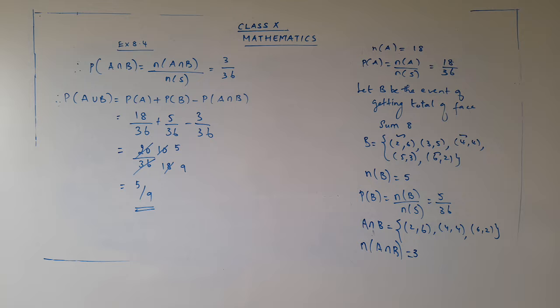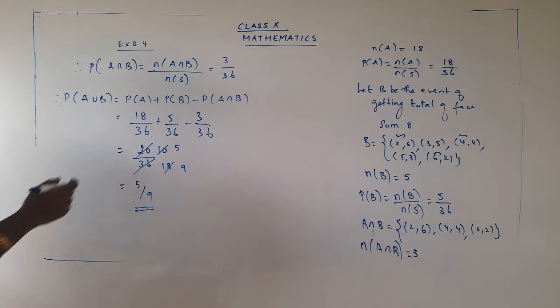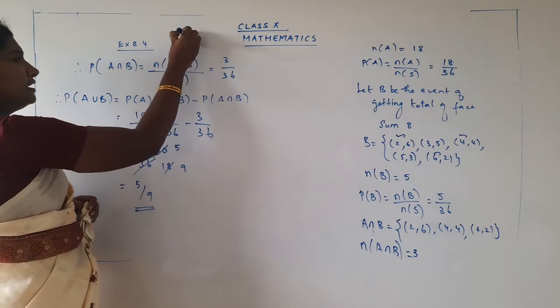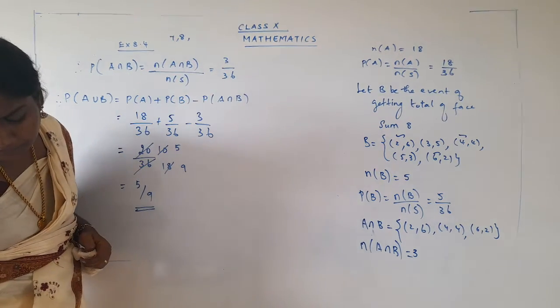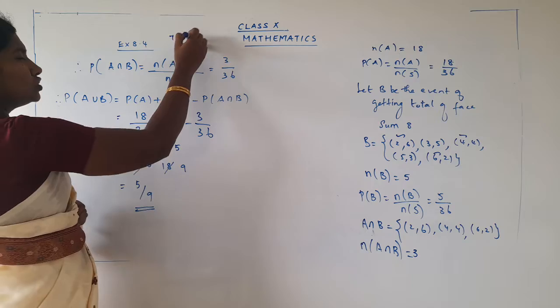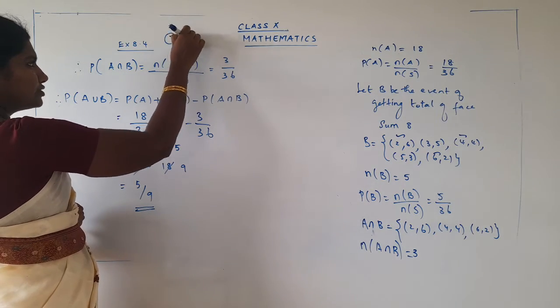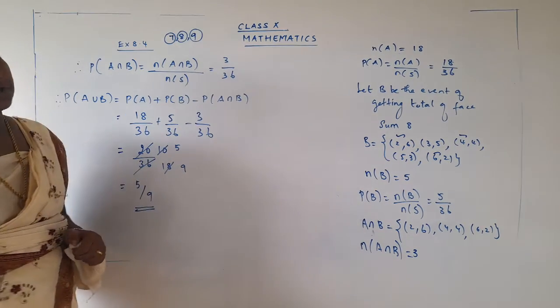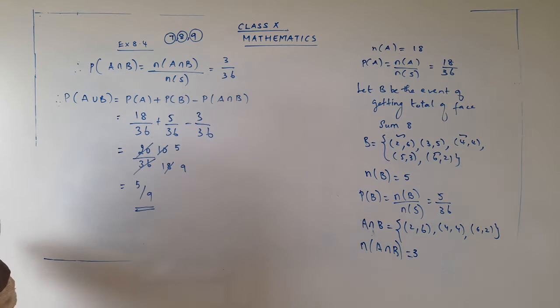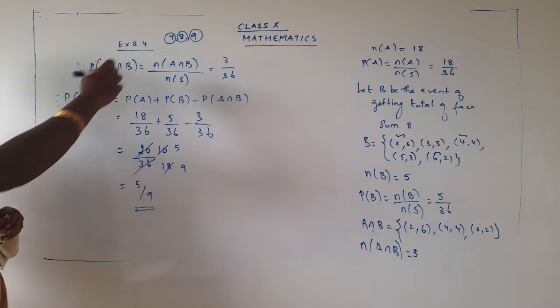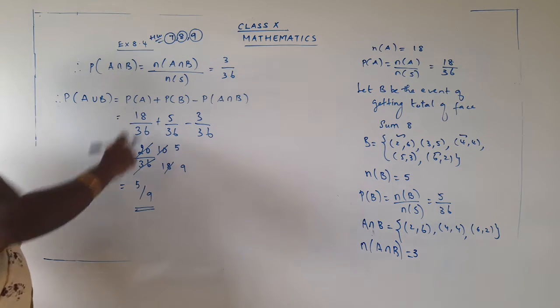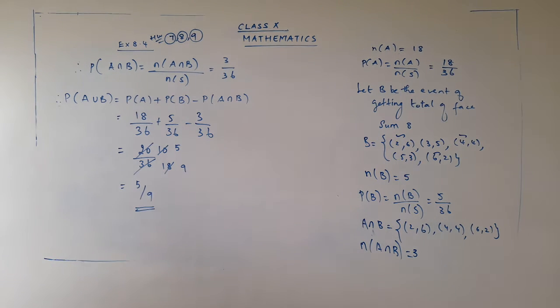Okay, this was our sum number 6, and your homework will be sum number 7, 8 and 9, because all the 3 problems are based on this type. So you have to just find out these 3 answers. Your homework: sum number 7, sum number 8, sum number 9. Mark all the homework questions. 7, 8, 9.